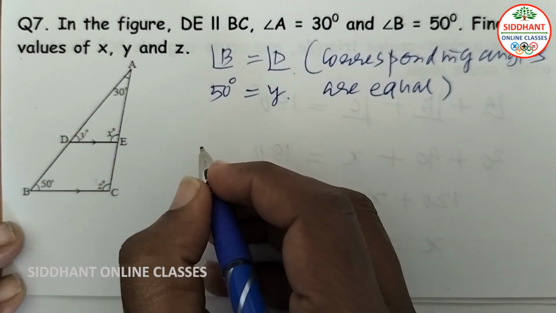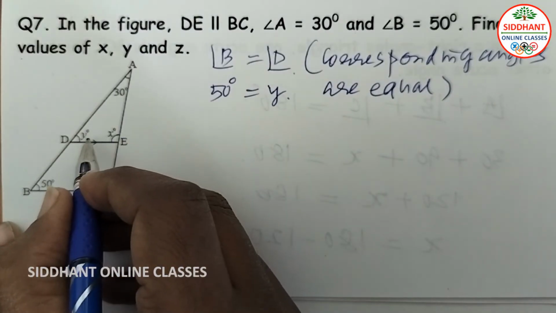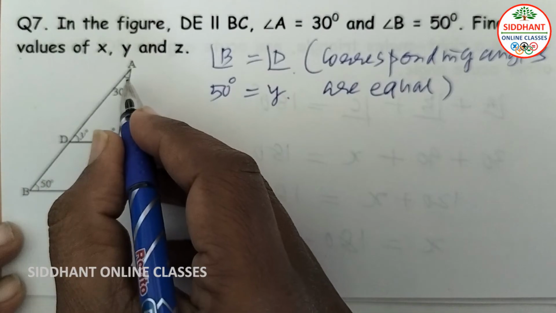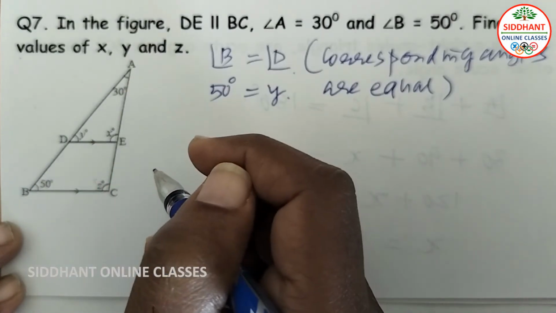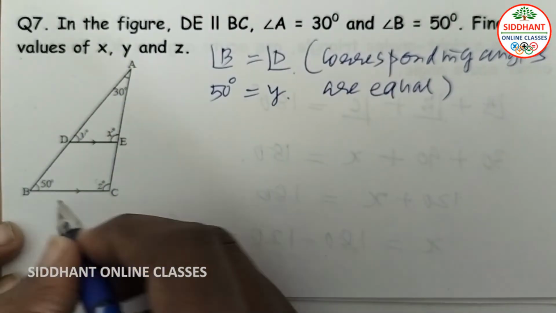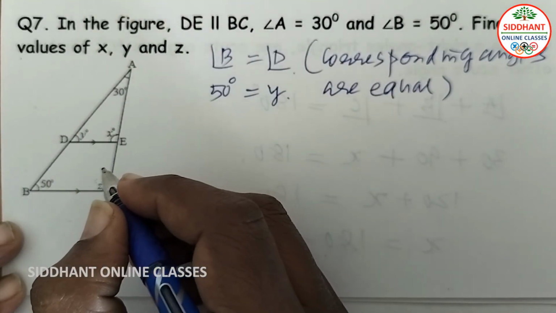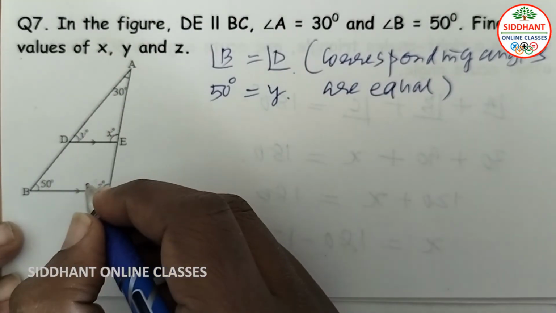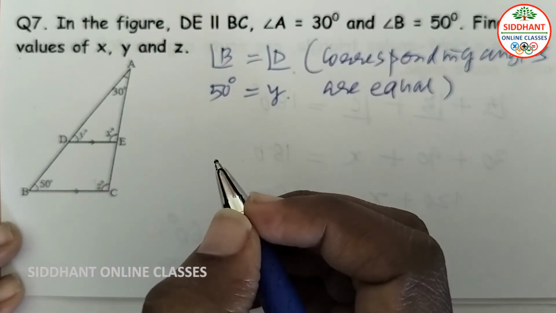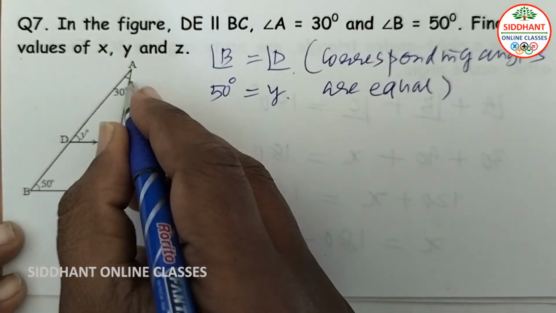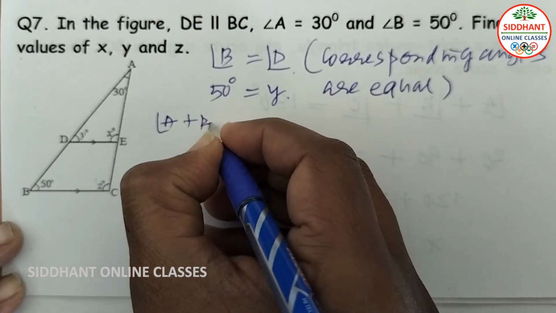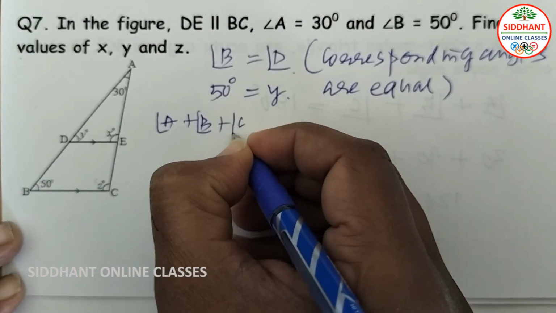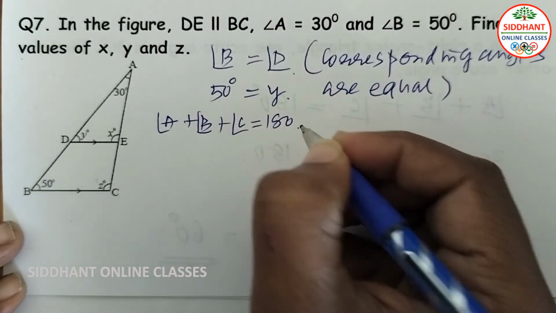Next, we know the angle y is 50, so then we are going to find the angle ADE or angle ABC, using the sum of angles equal to 180 degrees. First we look at ABC: angle A plus angle B plus angle C equal to 180 degrees.